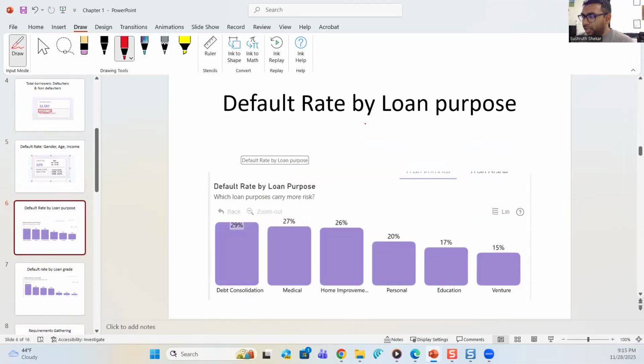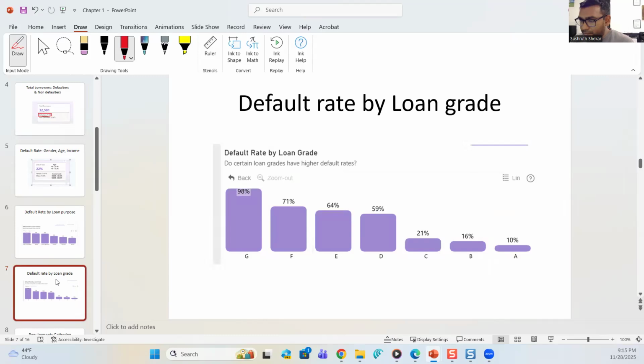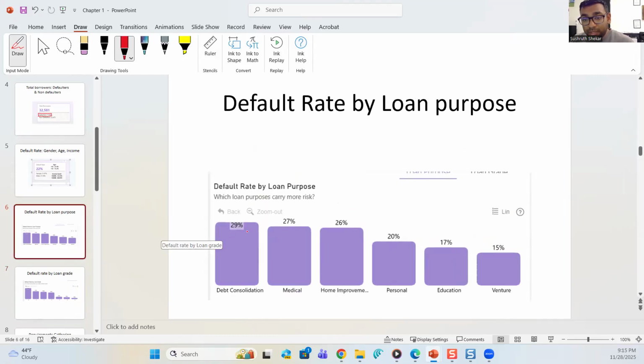So next is default rate by loan purpose. If it's debt consolidation, 29%. Out of the 7,108, 29% of them are debt consolidation, 27% medical, 26 home improvement, 20% personal, 17% education, and 15% venture.